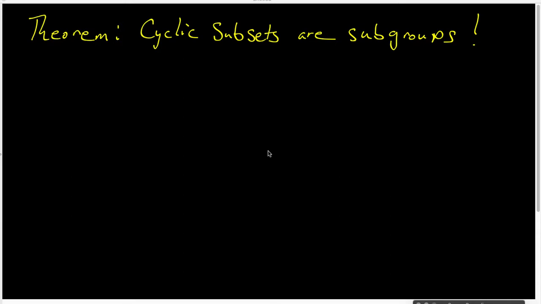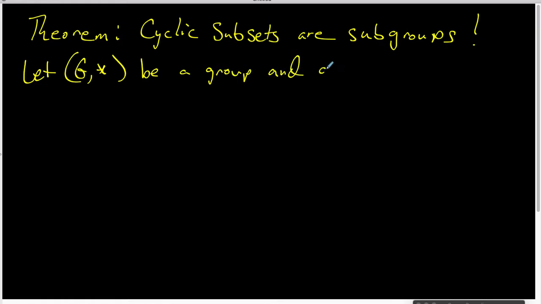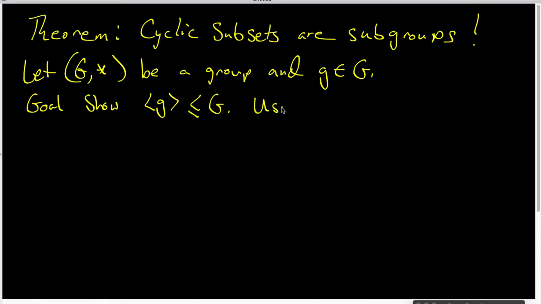In this video, we are going to look at the proof of the theorem that says cyclic subsets are in fact subgroups. To get started, we're going to let (G, *) be a group, and we're going to let little g be any element of G. And our goal is to show that the cyclic subset generated by little g is in fact a subgroup of G. And we're going to do this by using the subgroup criteria theorem.